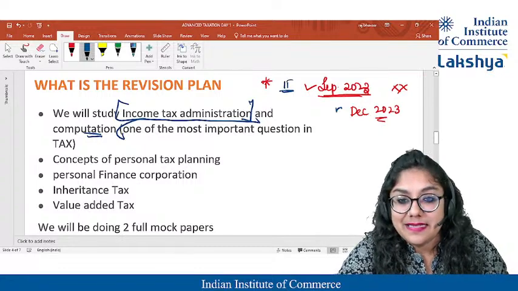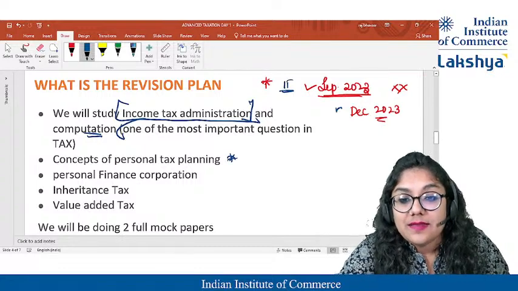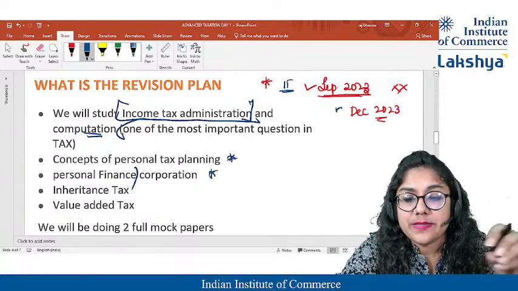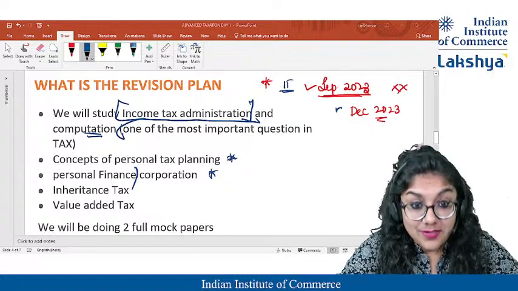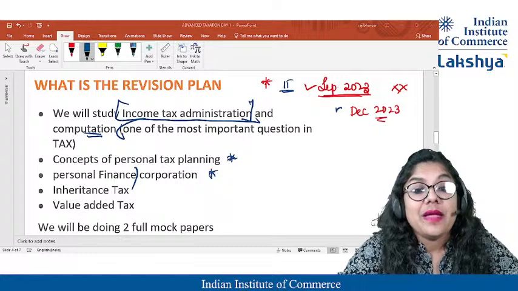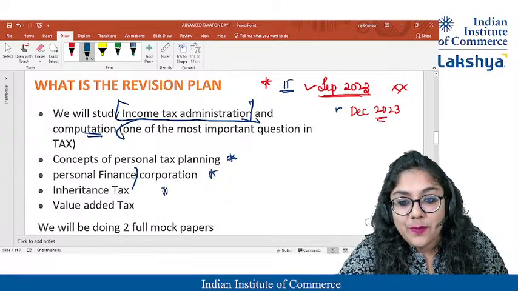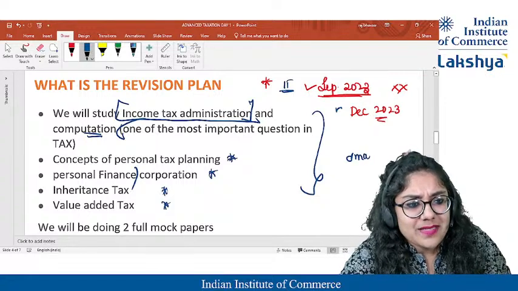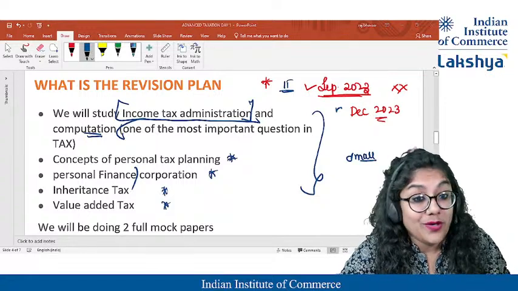Then we'll be understanding the second point, which is tax planning. Then personal finance and corporation tax, that is the concept of personal tax planning and personal finance, and the corporation tax. Then some concepts of inheritance tax and value added tax too. So these are certain important topics. I mean, small topics I'll be taking up this time, but important ones too.